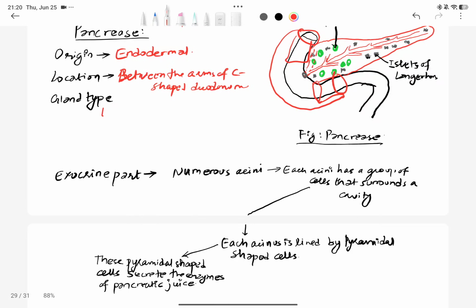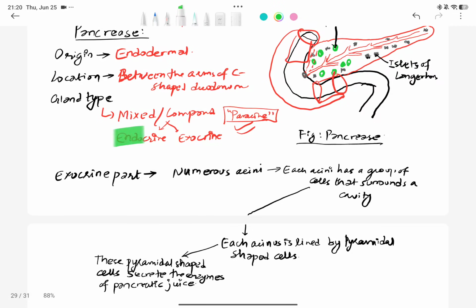And the gland type, it is a mixed or compound type of gland, because it has both endocrine and exocrine parts, and it also has some paracrine part. Paracrine basically means it produces a certain substance which stimulates its neighboring cells to secrete another substance. So basically it has the endocrine part and the exocrine part.